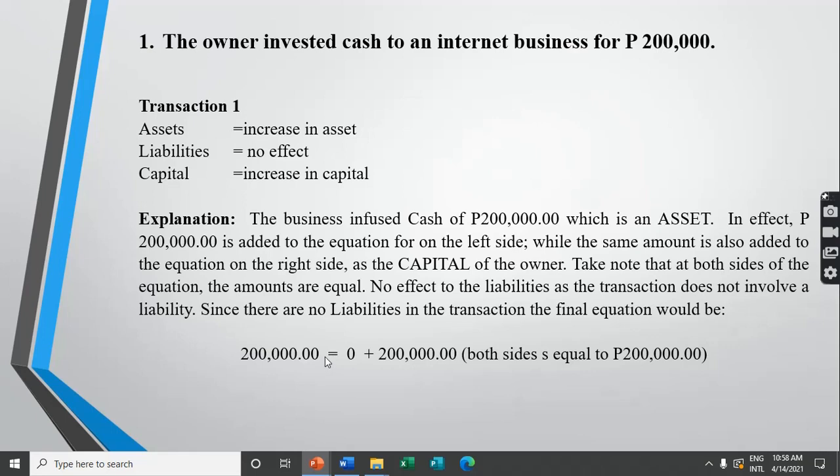So, this will be the effect. So, may nag-increase sa asset, nag-increase din sa capital. Okay? So, that is both side is equal to 200,000. Ayan. Okay? So, that is the effects of transaction on the accounting equation natin.